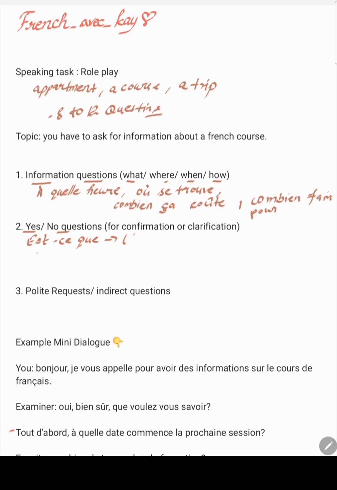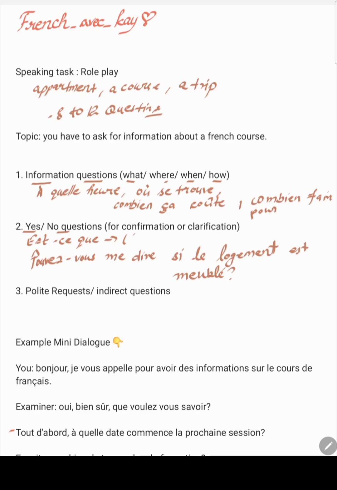furnished or not, then pouvez-vous me dire? Start your question like this. It sounds more polite as well. And then the person will just respond yes or no. Pouvez-vous me dire si le logement est meublé. Logement is a synonym for the place. So this is how we can ask the yes and no questions.